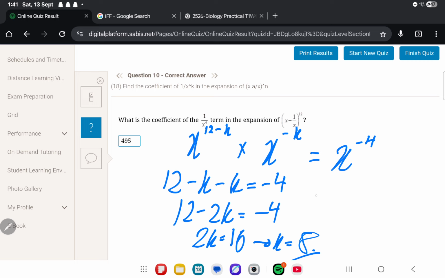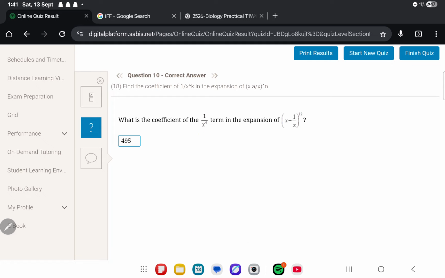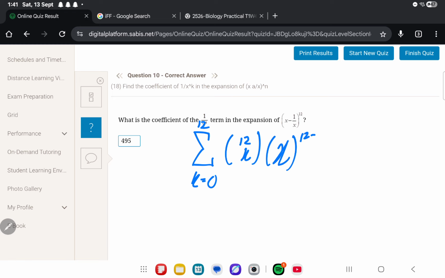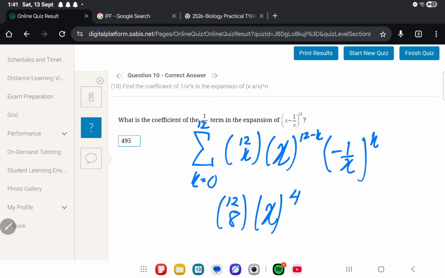Now, you can substitute k in our original expansion. If you remember, our summation notation was the sum from k equals 0 to 12 of 12Ck times x to the power of 12 minus k times negative 1 over x to the power of k. K in our case was 8, so 12C8 times x to the power of 12 minus 8, which is 4, times negative 1 over x to the power of 8.